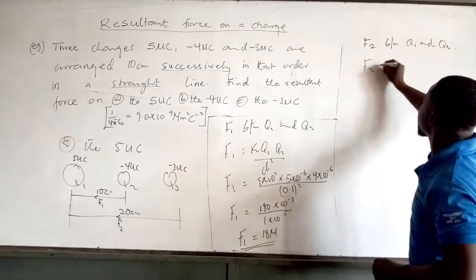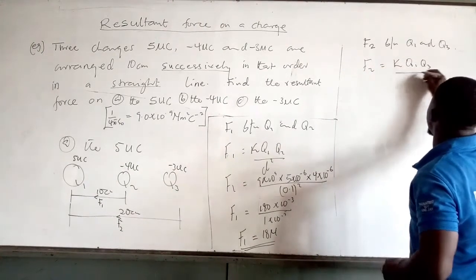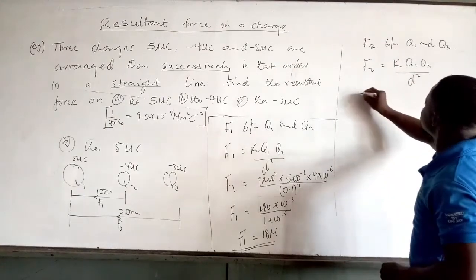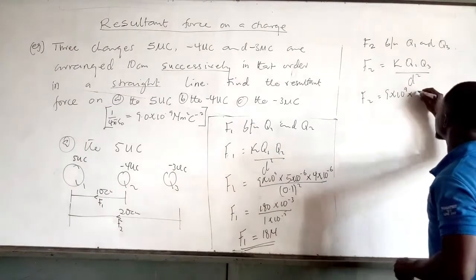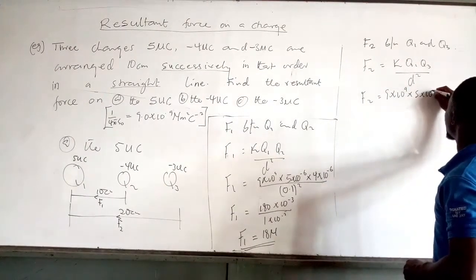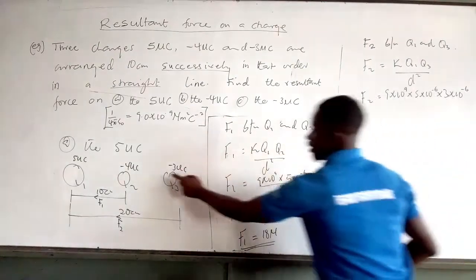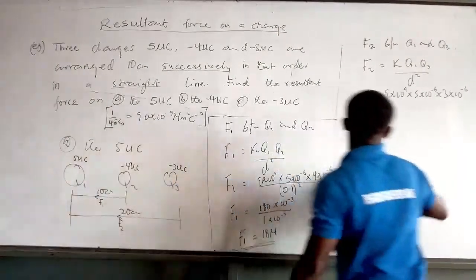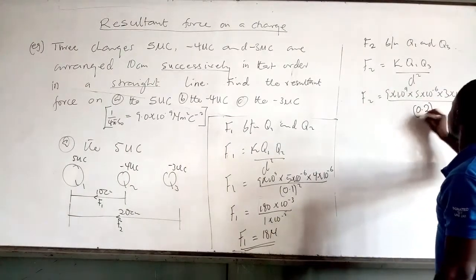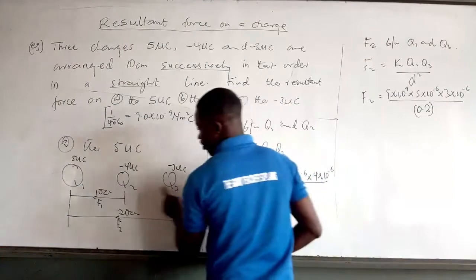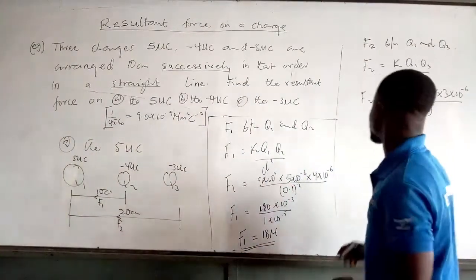That is going to give me F2 is equal to K Q1 Q3 all over d squared. F2 is equal to 9 times 10 raised to the power 9 times 5 times 10 raised to the power negative 6 times 3 times 10 raised to the power negative 6, all over 0.2 squared. Why 0.2? The distance between this one and this one is 20 centimeters. 20 centimeters in meters is 0.2.